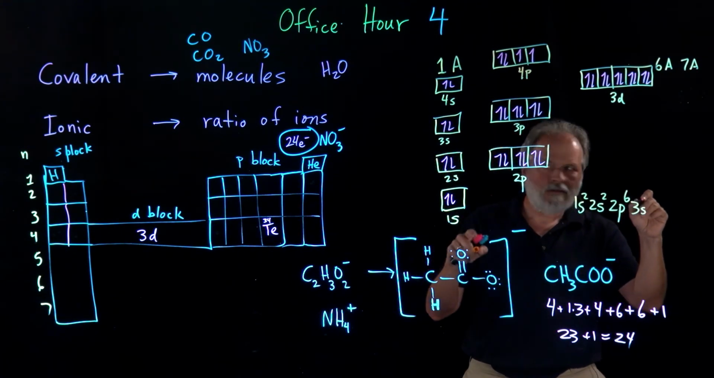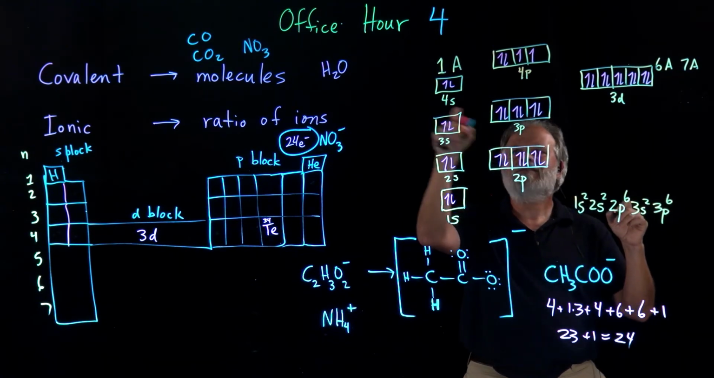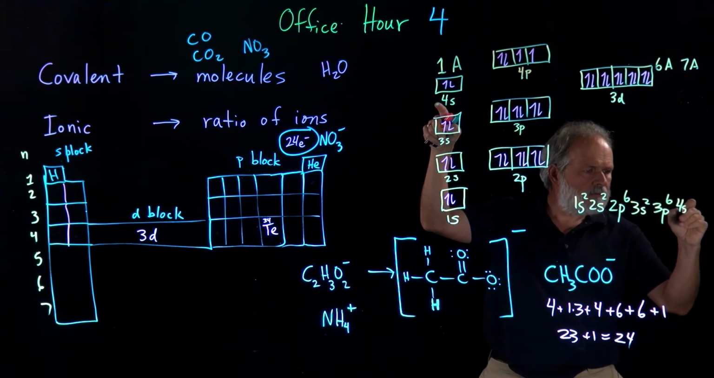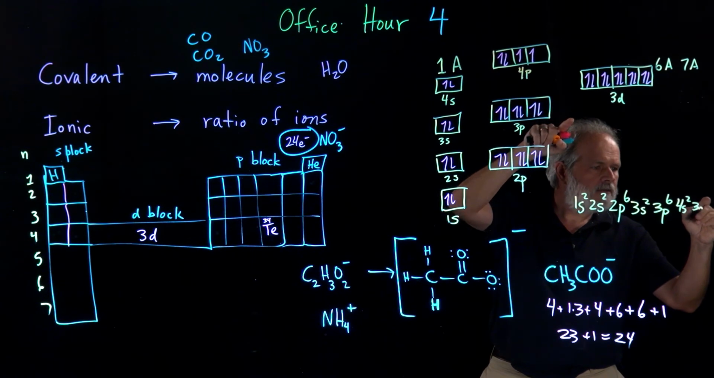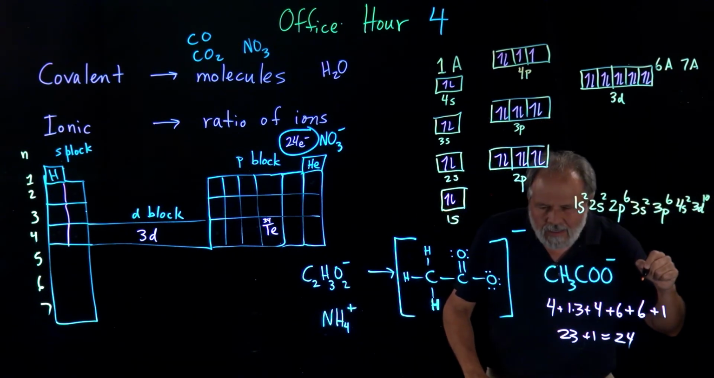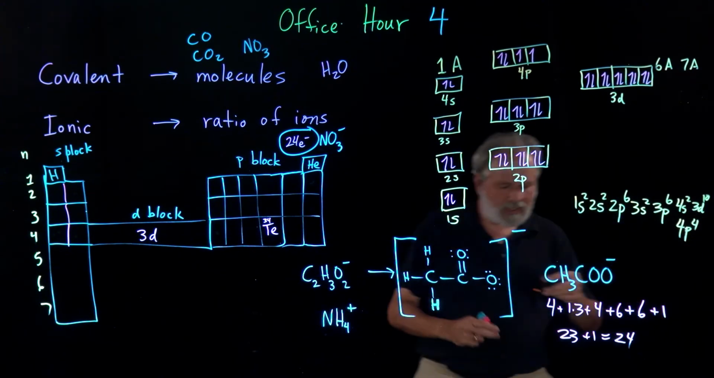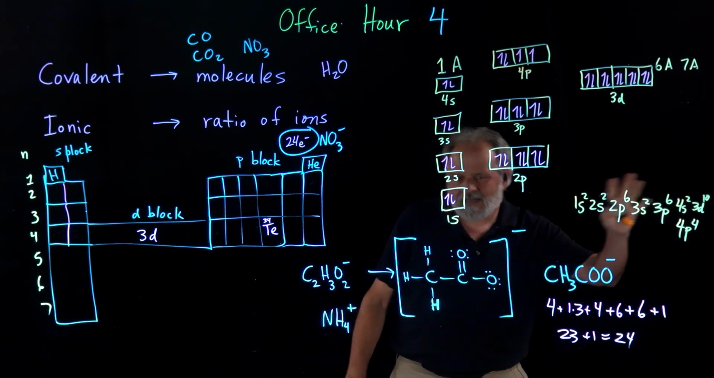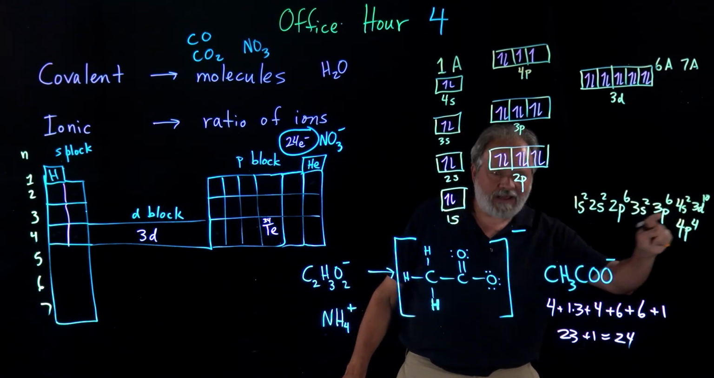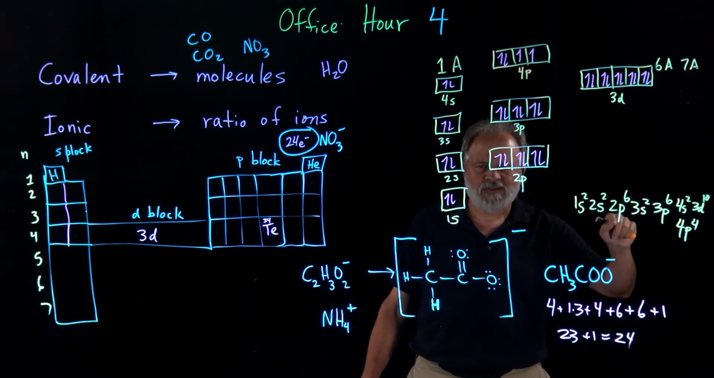3s2, 3p6. What's next is 4s2, 3d10, and 4p4. And can we see that? Probably not. Okay, so this is what's called the electron configuration, writing it out this way. We don't say squared, we just say the number. This would be 2p6.